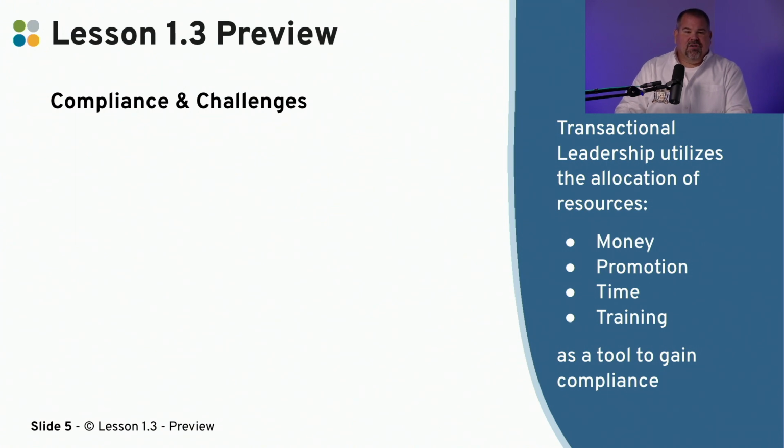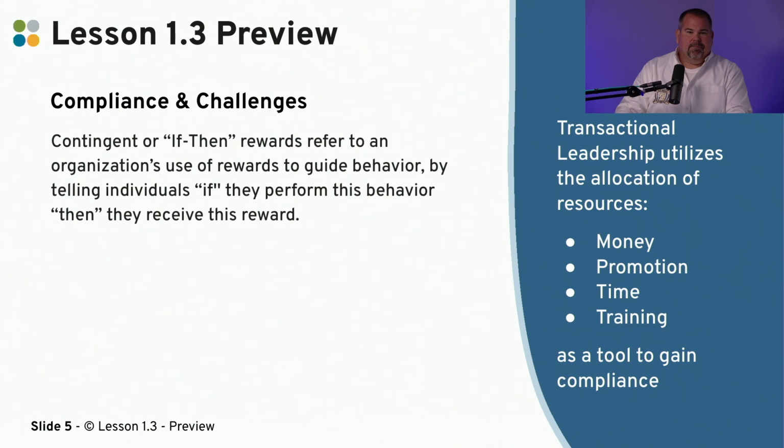The transactional relationship is then further established through the organization's use of contingent, or what motivational author and researcher Dan Pink refers to as if-then rewards. Contingent or if-then rewards refers to an organization's use of rewards to guide behavior by telling individuals if they perform this behavior, then they receive this reward. A transactional leadership approach to providing equitable rewards for work performed serves as a starting point to leadership, but it has limitations and challenges that need to be considered.